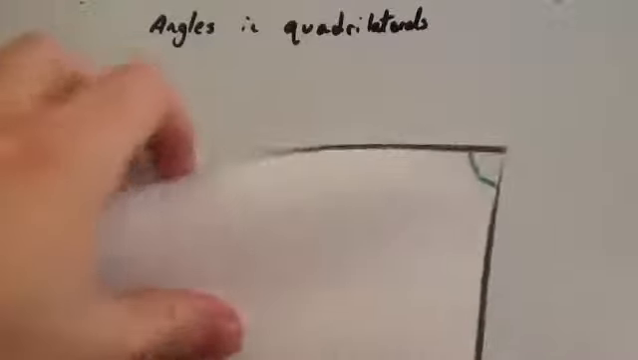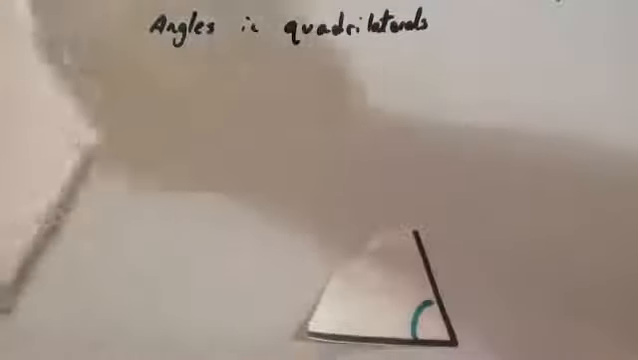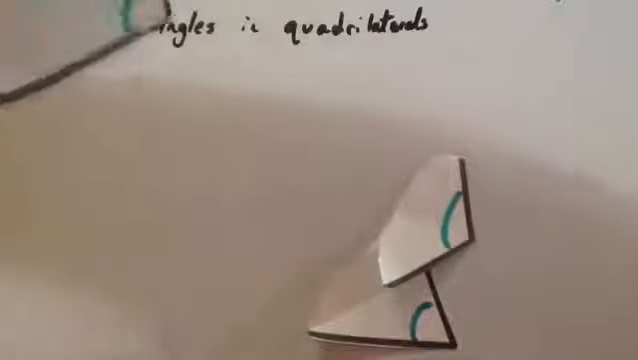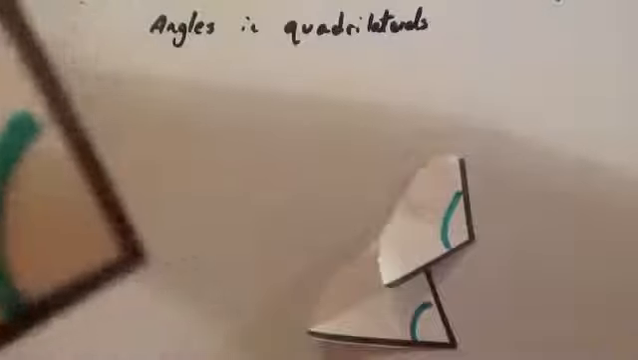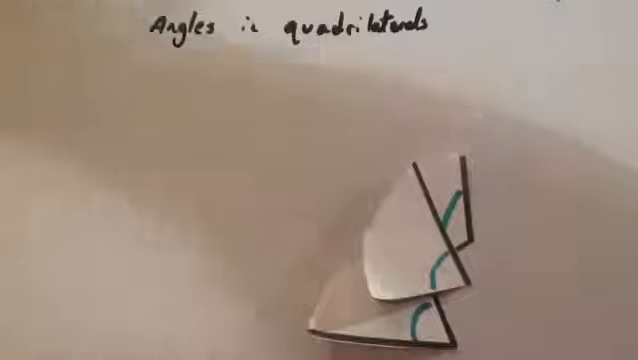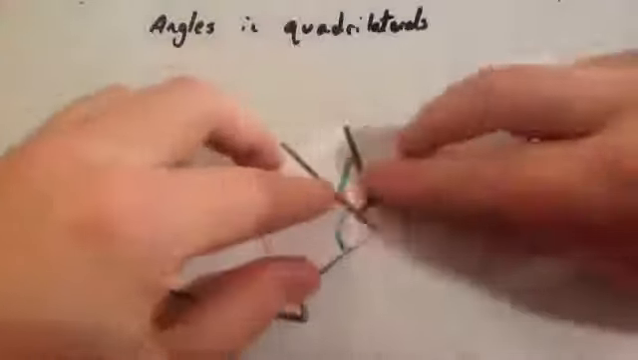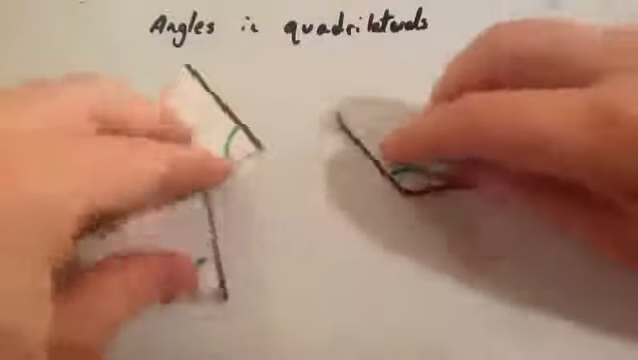I'm just going to rip out the four angles. So there's one of the angles. There's another one of the angles. There's another one. And there's another one. So we've got our four angles. What I'm going to do is I'm just going to put them together.